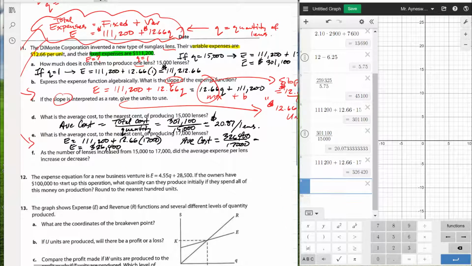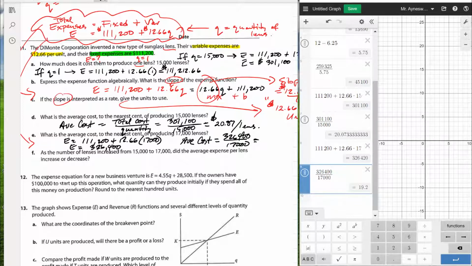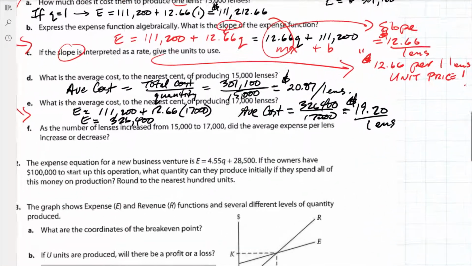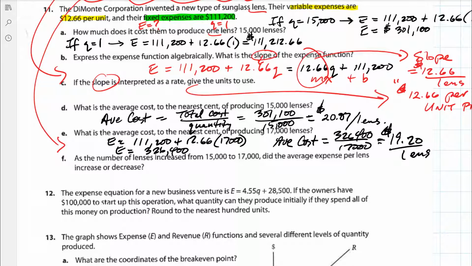All right, and what would that be? Well, let's figure that out. 326,400 divided by 17,000. And so it's about $19.20 per lens. So $19.20 per single lens. Okay, rocking and rolling. One more to go.